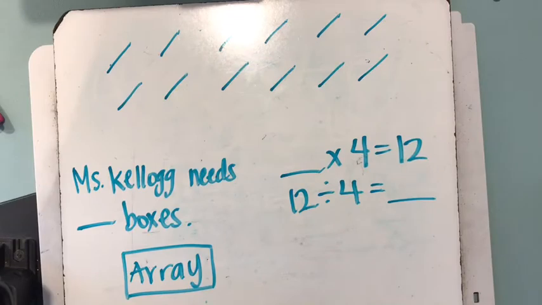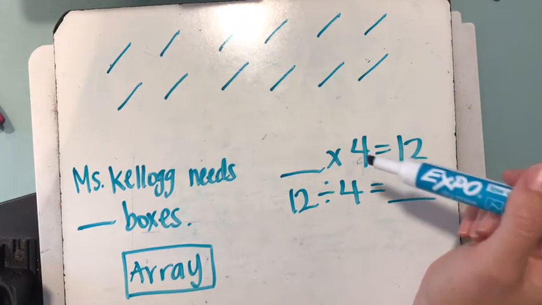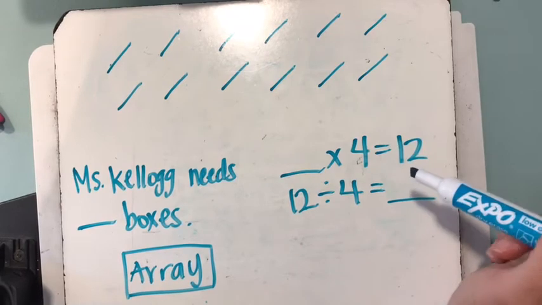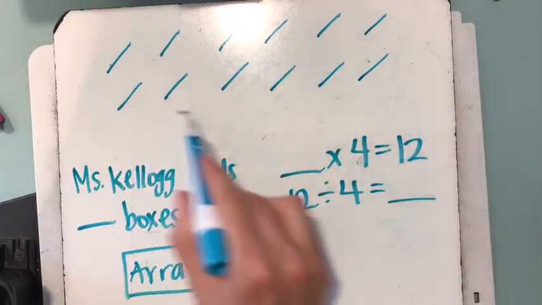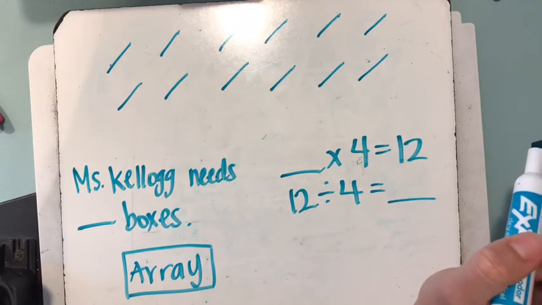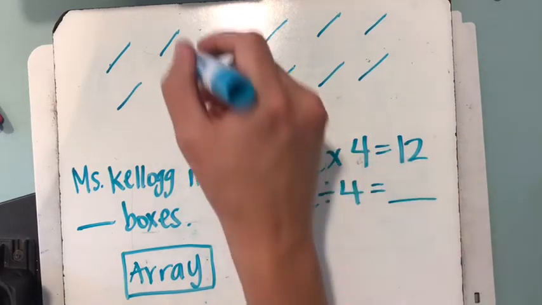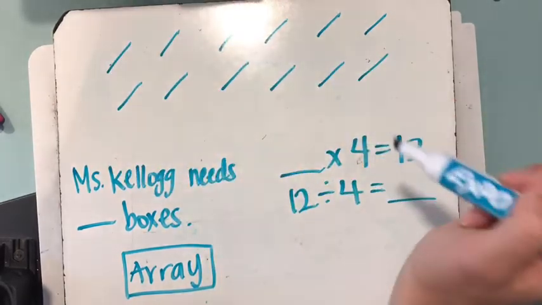Now I'm going to show you something that you are going to see on your independent work today. So I wanted to make sure that I went over it before you guys did it. So let's pretend that Miss Kellogg puts 12 pencils. These are my pencils right here, so I drew them out already. 12 pencils into boxes. Okay, so she's going to need more than one box. Each box holds 4 pencils.